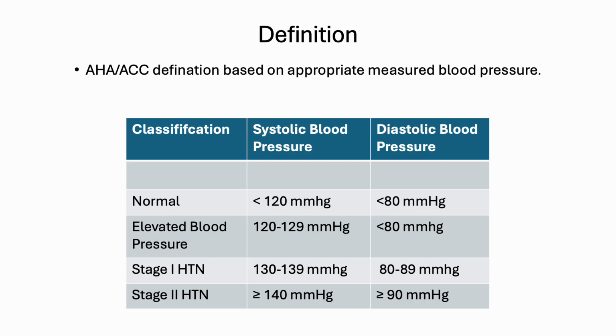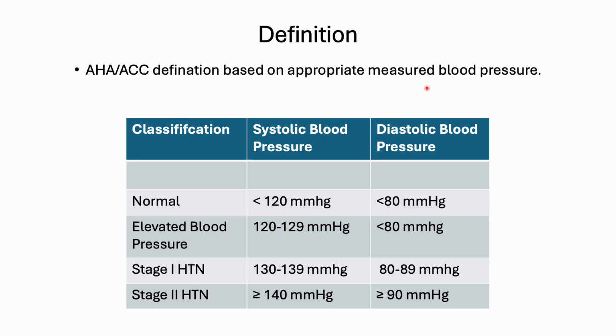Let's go over briefly the definition of hypertension. The definition that we will be using is the AHA or ACC definition based on appropriate blood pressure measurement. We will be discussing in another video what exactly appropriate blood pressure measurement means. So stay tuned for that video.